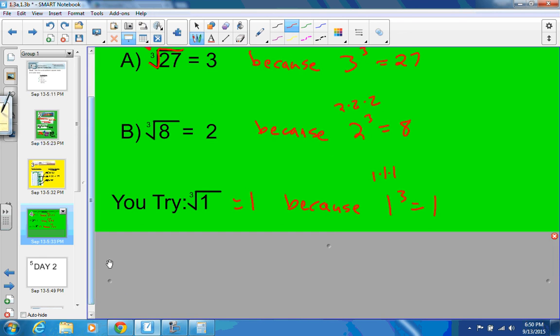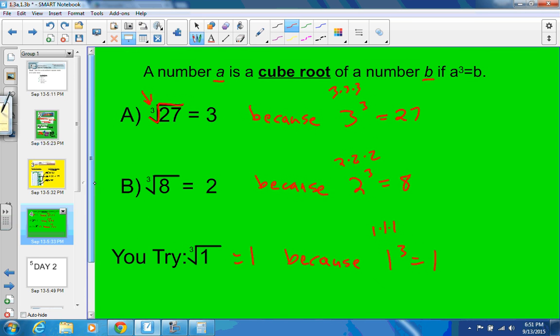Okay? So that's the intro to cube roots and square roots. If you have questions on this, and there is a slight difference between square roots and cube roots, make sure you bring them to class. We're going to do some practice with this, and hopefully you'll feel more comfortable doing this.